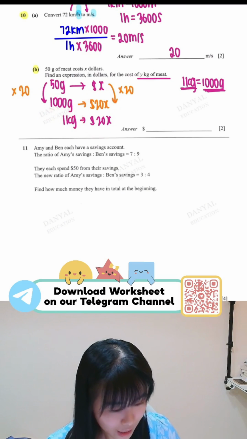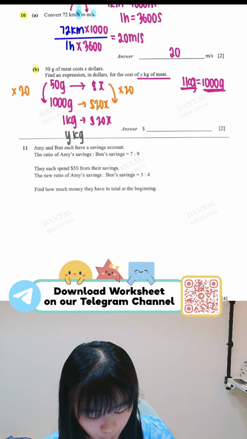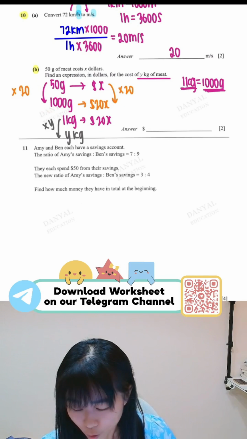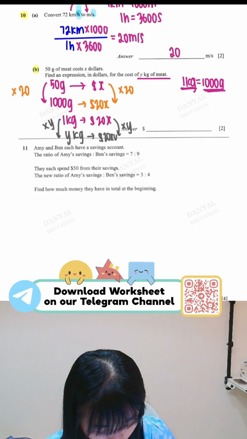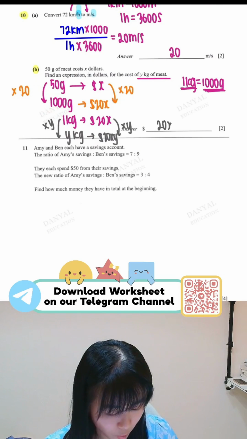Then the next thing I'm going to do, to get y kg, I need to times y. So to times y, over here, I just need to times y, I will get 20xy. So the answer is 20xy, like that.